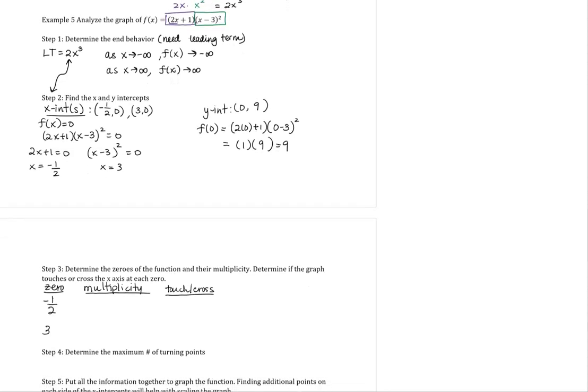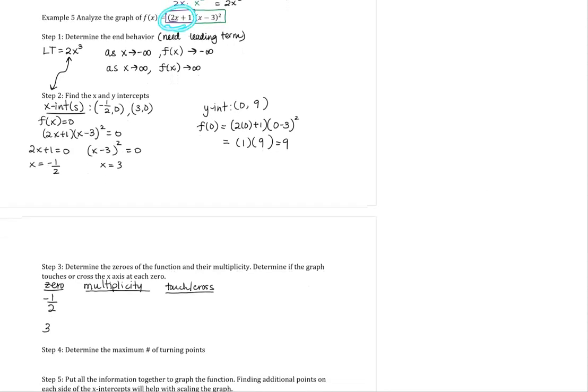The multiplicity of -1/2 depends on the exponent that we see on the factor 2x plus 1. It has an exponent of 1 on it, which is odd, so I know that the graph will be crossing through the x-axis at the x-intercept of (-1/2, 0). And then finally, our zero of 3 came from the factor of (x minus 3) squared, because that squared gives us a multiplicity of 2, which is even, which tells me that the graph is going to touch the x-axis at the x-intercept of (3, 0).